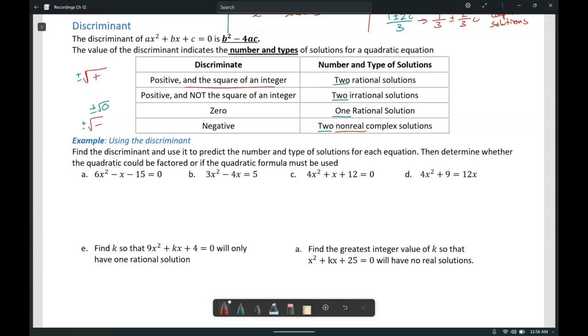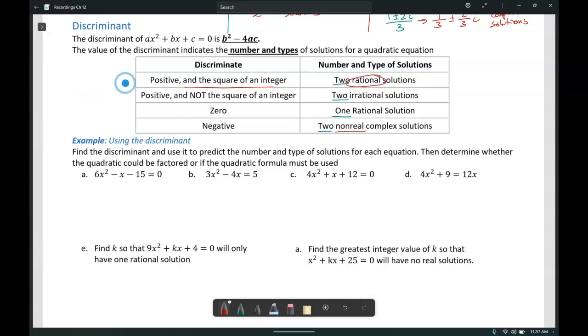Now, whether or not it's rational or irrational comes by whether or not we can take the square root. If I have the square of an integer, such as a number like 25 or 36 or 121, these are all numbers that I can square root and I get an integer value. So if I can take the square root and get an integer, then that means I can add and subtract integer values, leaving me with rational solutions.